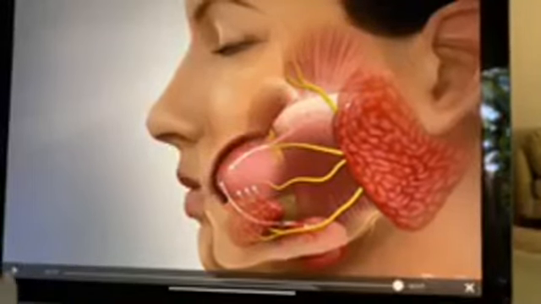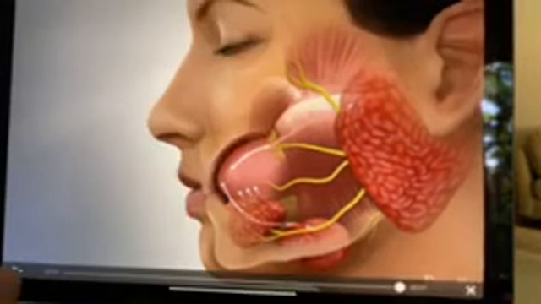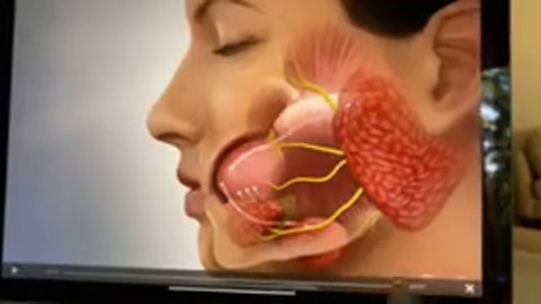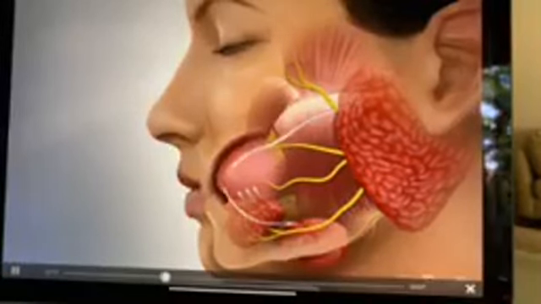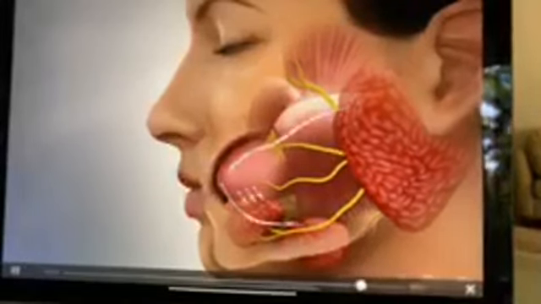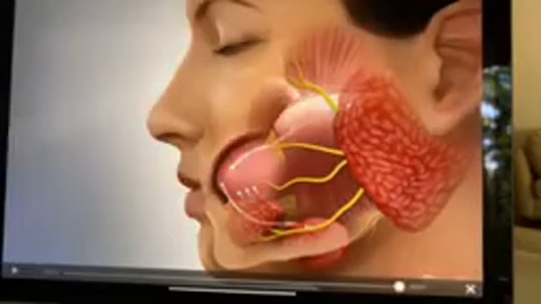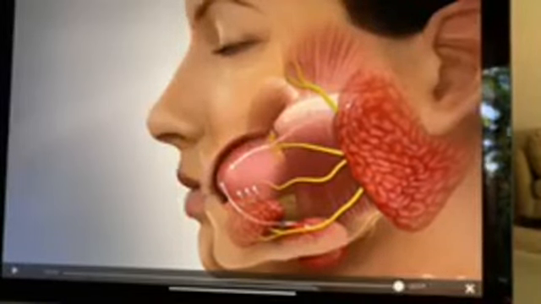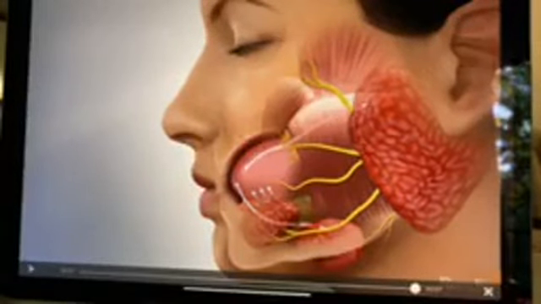And because of it, on a daily basis, we make anywhere between 1.5 to 2 liters of saliva. That's one of those big, huge soda pop bottles. That's how much saliva we make during the course of a day. And that's very important because it's such an important function.